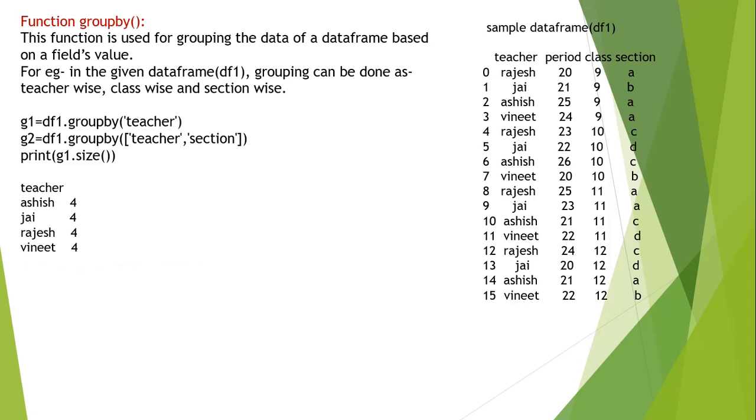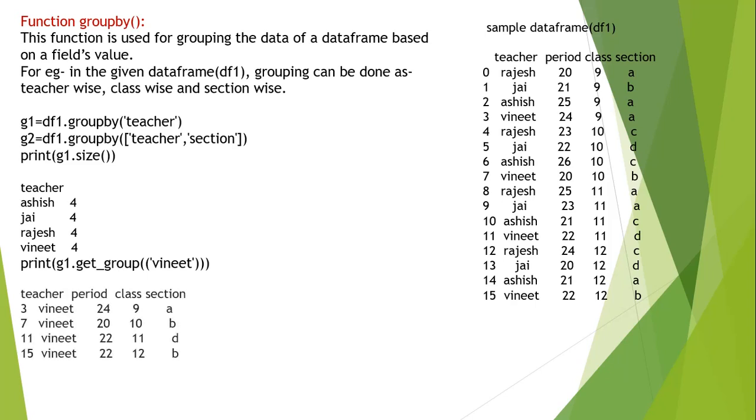Okay, now suppose we are going to print g1.get_group('Vineet'). Now see, get_group is a function which is used for getting the particular group's elements. Here we have written g1.get_group Vineet. So whatever grouping has been done according to teacher, for that grouping, Vineet's group has to be taken out or isolated, and it has to be printed as the result. Let's see what the output of this will be.